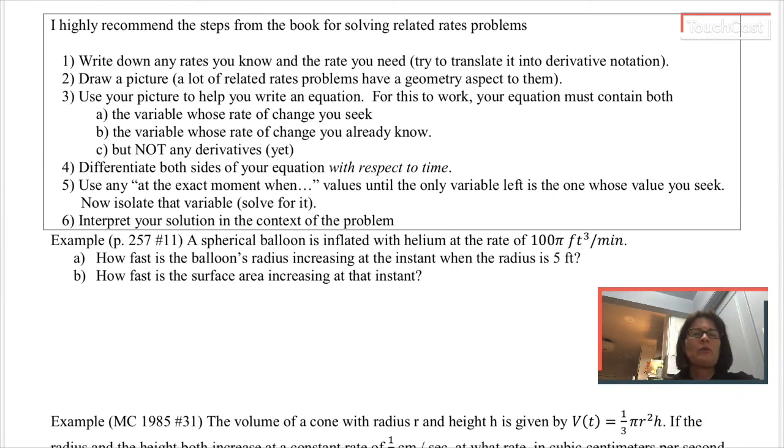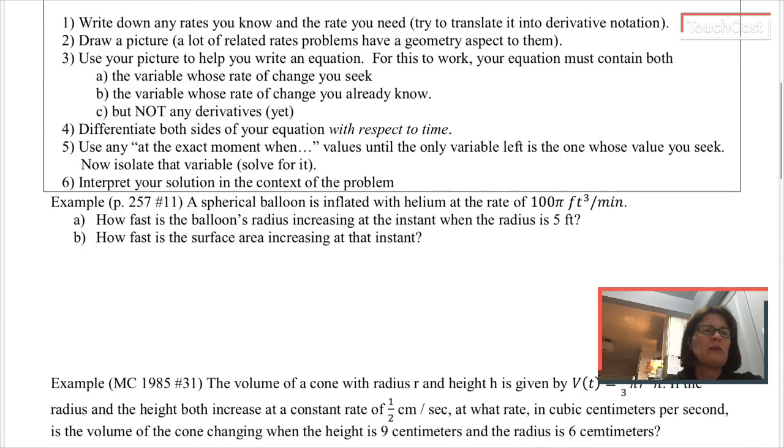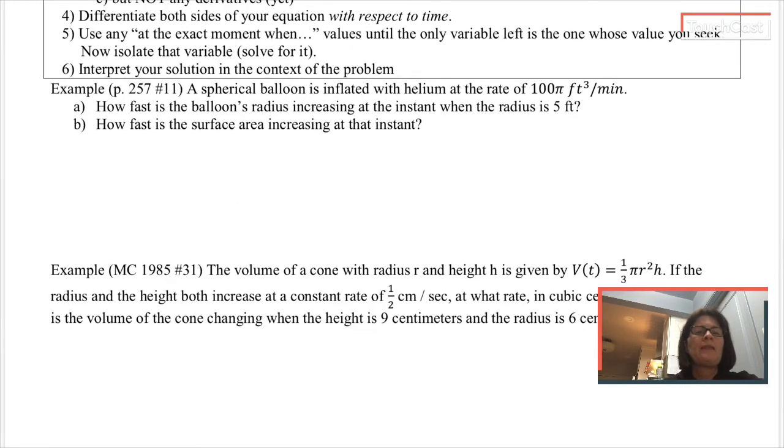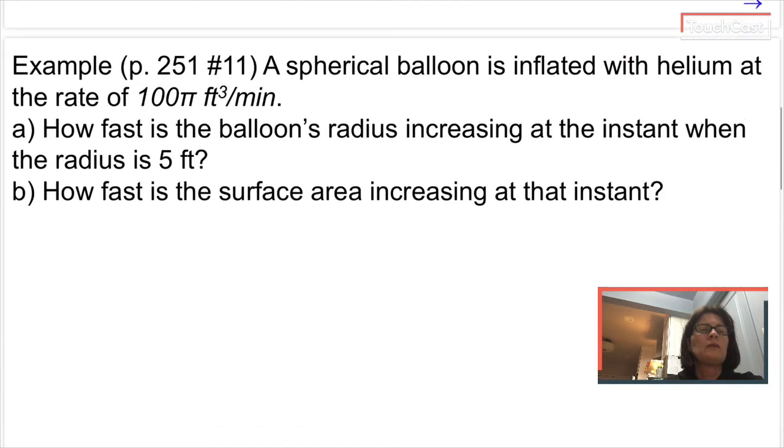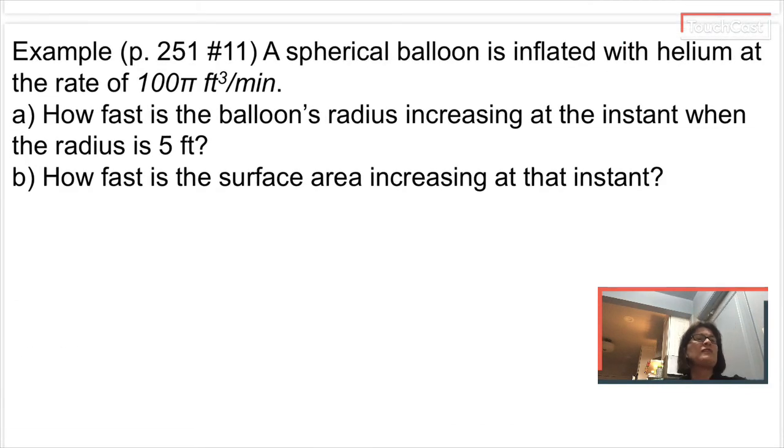All right, so I got one more example here, and then I'll change to the next video. Let's do this one. A spherical balloon is inflated with helium at a rate of 100 pi cubic feet per minute. So 2 questions. How fast is the balloon's radius increasing at the instant when the radius is 5 feet? Second, separate question. How fast is the surface area increasing at that same instant?